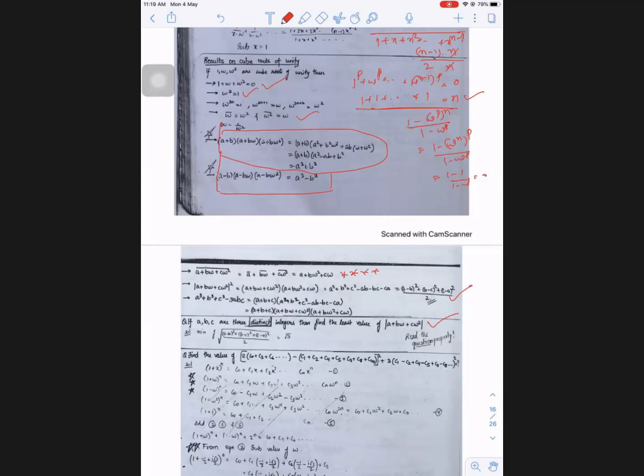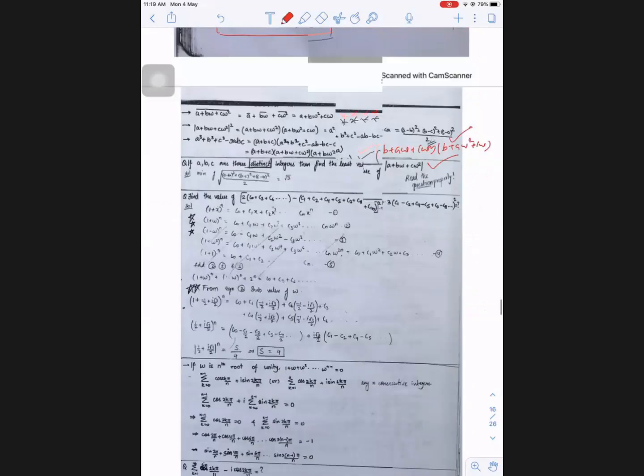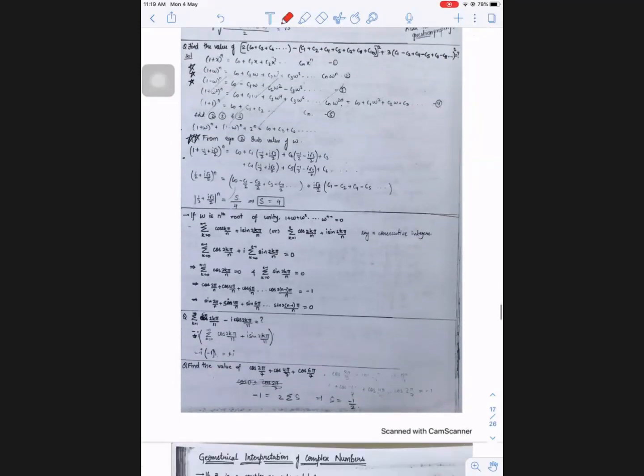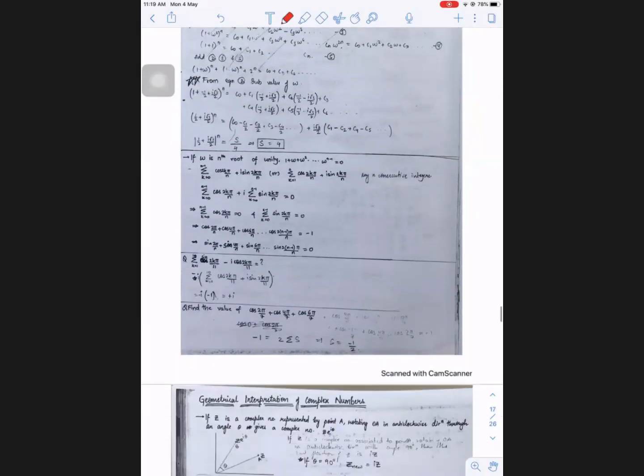Similarly, factorization of a cube plus b cube plus c cube minus 3abc. That factorization is a plus b plus c into a plus b omega plus c omega square into a plus b omega square plus c omega. Like that, many ways you can write. Here I write a plus something. Even if you want, you can write b plus something also, means b plus a omega plus c omega square and b plus a omega square plus c omega. Like this also you can write. Depending on the question, choose the formula. That is the different result based on this.